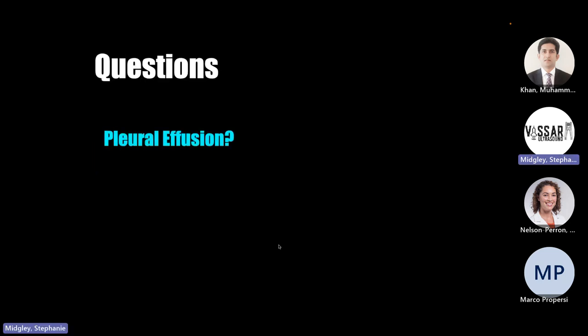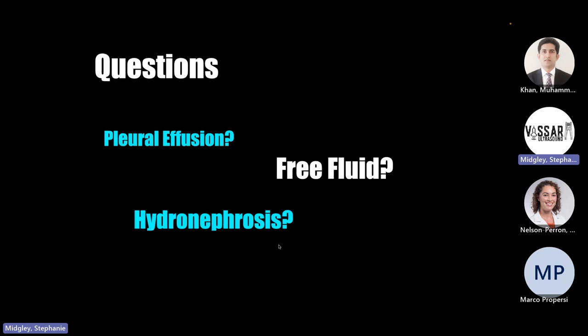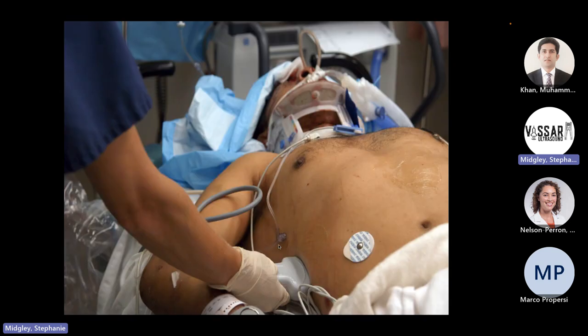For the questions we're trying to answer, you're looking, is there a pleural effusion? Is there free fluid in the belly? And I'm looking at the kidney, is there any hydronephrosis? And then anything else going on in the kidney. So those are usually the four things I'm looking at.